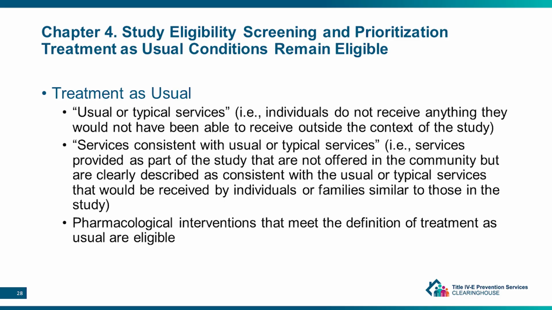As in Handbook version 1.0, treatment as usual comparison conditions remain eligible. Handbook version 2.0 clarifies that both usual or typical services, in which individuals do not receive anything they would not have been able to receive outside of the context of the study, and services consistent with usual or typical services, such as services provided as part of the study that are not offered in the community, but are clearly described as consistent with the usual or typical services that would be received by individuals or families similar to those in the study, are considered eligible under treatment as usual. Pharmacological interventions that meet the definition of treatment as usual are eligible.